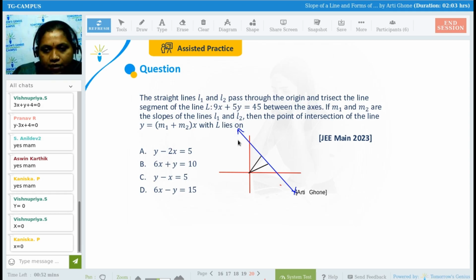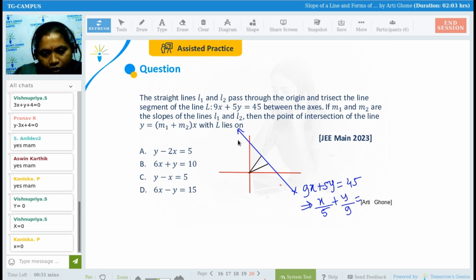This line is given as 9x plus 5y equals 45, right? So we can take it in intercept form: x by 5 plus y by 9 equals 1. Yes or no? Clear? This is the intercept form, x by a plus y by b equals 1, which means this distance is 5. Got it? This distance is 9.